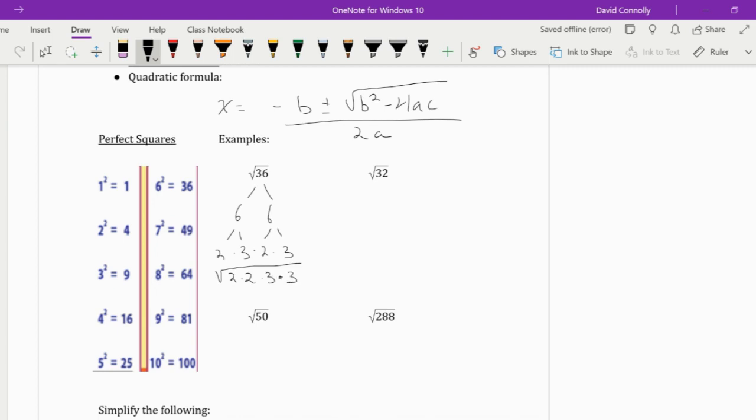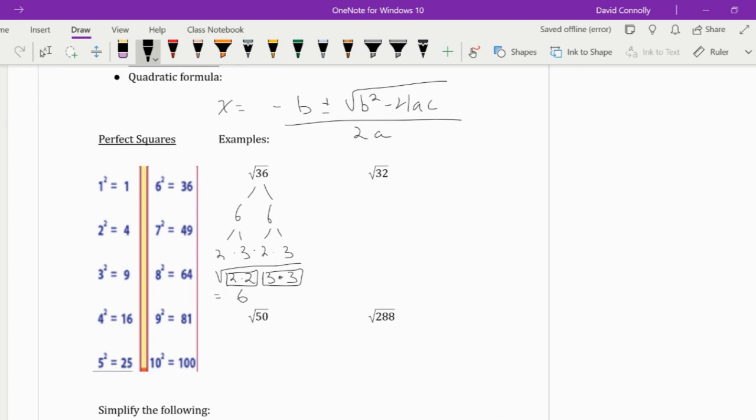Now, what we're looking for when we do these are pairs of the same number. So what I see is that I have a pair of 2's here and a pair of 3's here. And those we are going to pull outside of the square root. And if we ever have more than one pair, we're just going to multiply them together. So we multiply 2 times 3, and we get 6. And we're going to continue to do that for the rest of these problems.